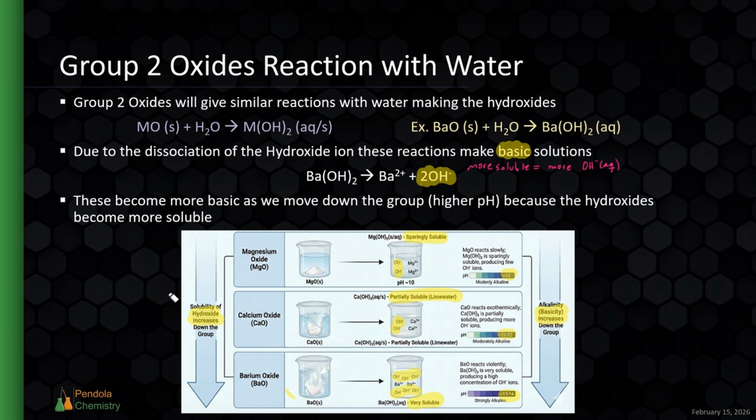So it's very important to understand the solubility of the group 2 compounds, especially of hydroxides here, as we're talking about that discussion, because they're not only going to dictate the state of matter of the products, but also how basic the solution is. The more basic it becomes, it means that there are more hydroxides, which means it's more soluble. So from top to bottom, more soluble hydroxides, more basic solutions.